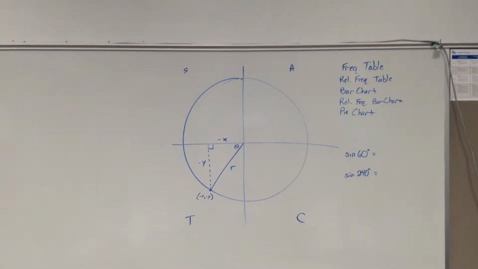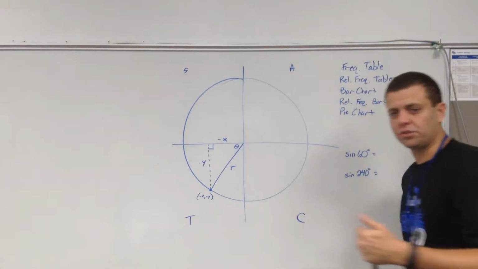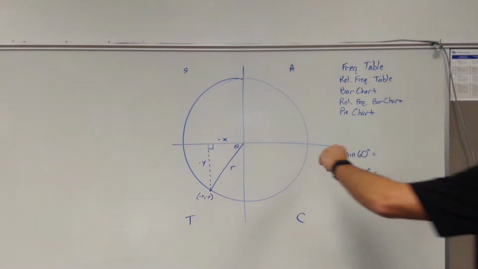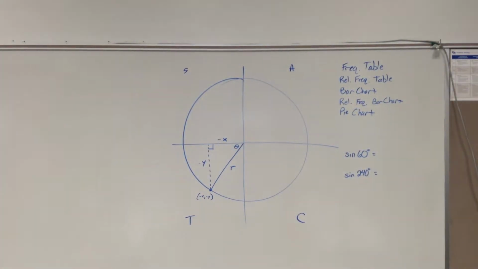Okay? So a quick refresher. If this was a unit circle, how long is the radius? 1. And the equation for the unit circle would be what? X squared plus y squared equals 1.